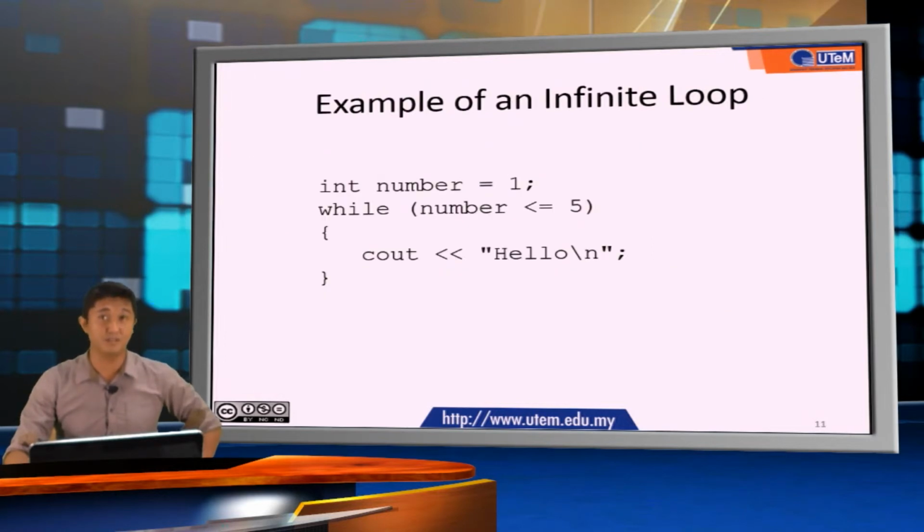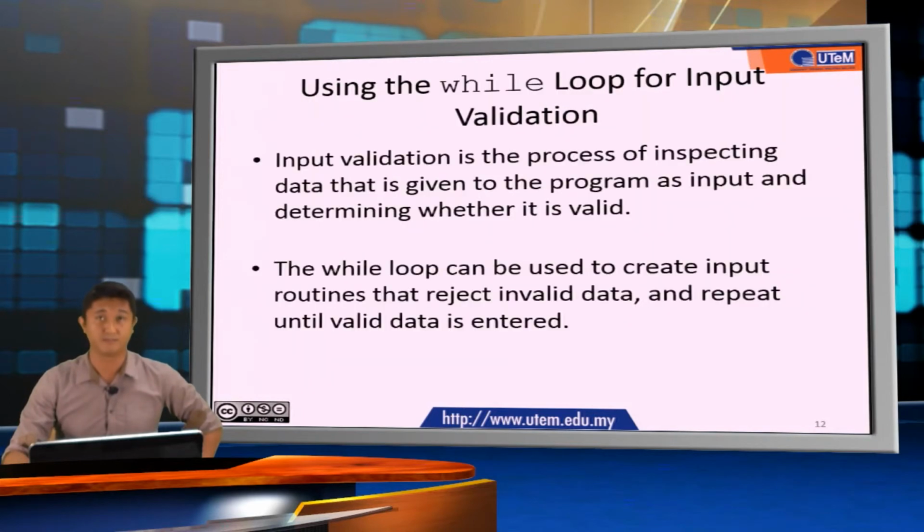This is an example of an infinite loop, similar to the previous example, but in this code, I removed the statement number plus plus, causing the variable number to be static with a value of 1, and when the expression is checked, it will always be true and the while loop will keep on running unstoppably.